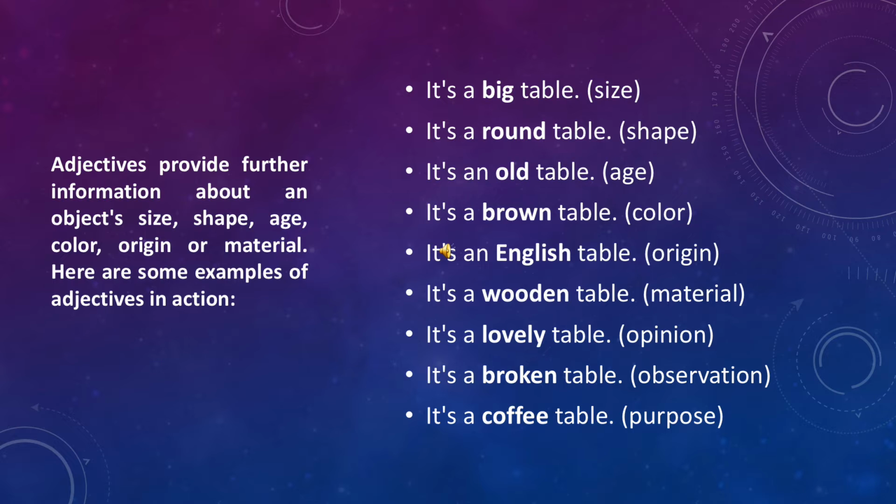Here are some examples of adjectives in action. About size, we may have the example, it's a big table. Shape, it's a round table. Age, it's an old table. Color, it's a brown table. Origin, it's an English table. Material, it's a wooden table. Opinion, it's a lovely table. Observation, it's a broken table. Purpose, it's a coffee table. So as you see here, we can use a wide array of adjectives to describe things.